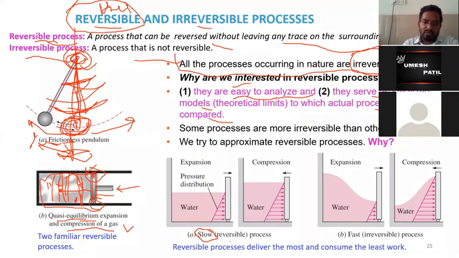Now the next example is the process is expected to be extremely slow. If you want to have a reversible process, that process has to be extremely slow. Means if the process is extremely slow, that process could be reversible. I am not saying that if the process is slow, it will be reversible. I am saying that if the process is extremely slow, that process can be a reversible process. But if the process is fast, then that is going to be irreversible for sure.